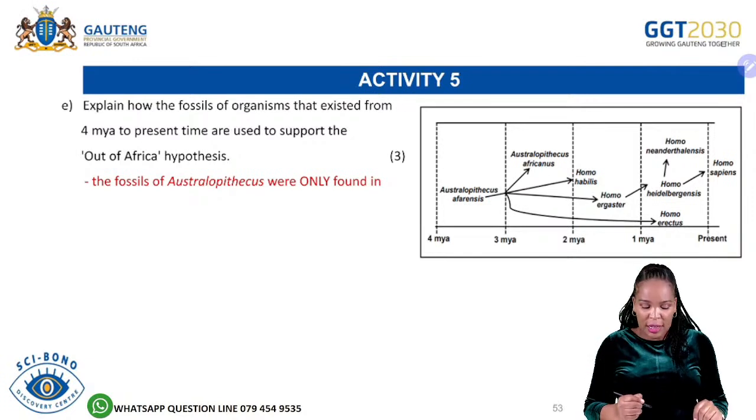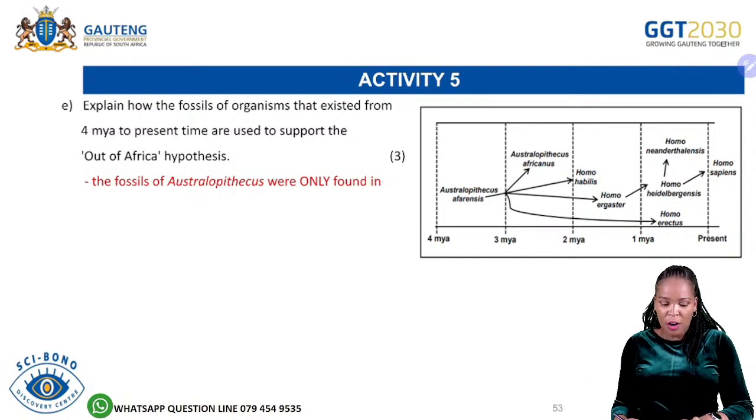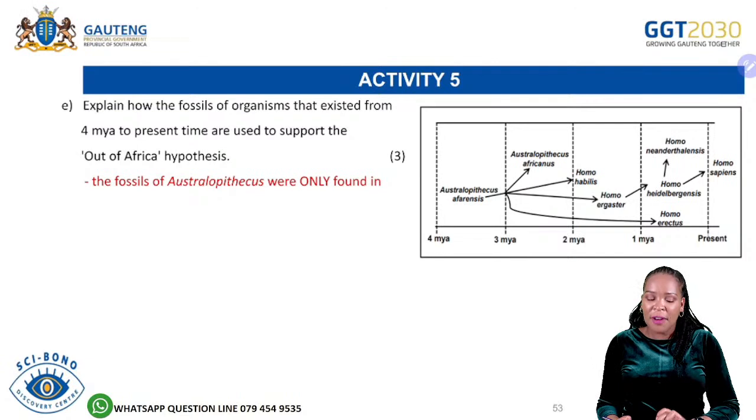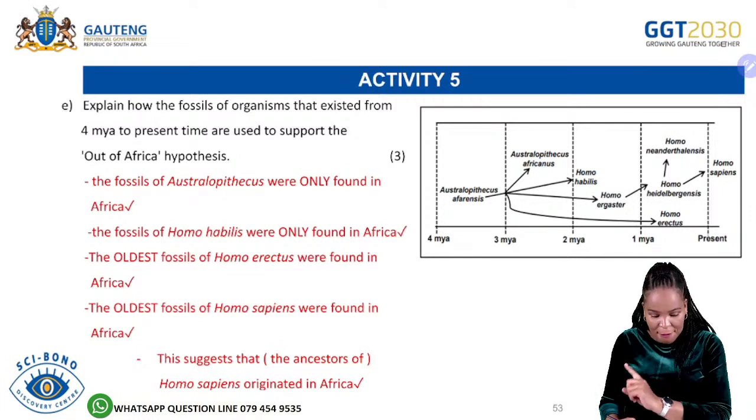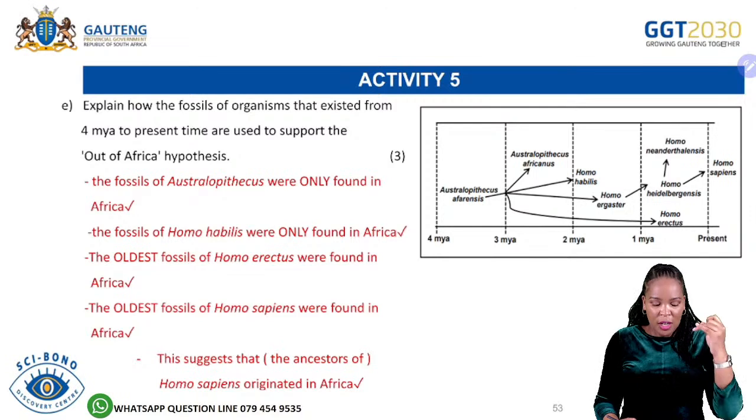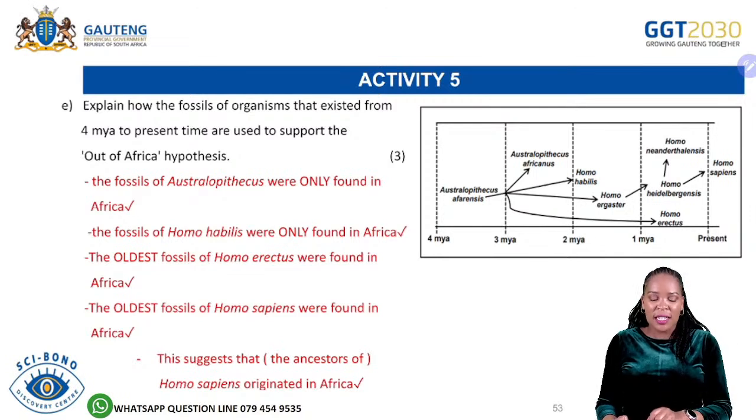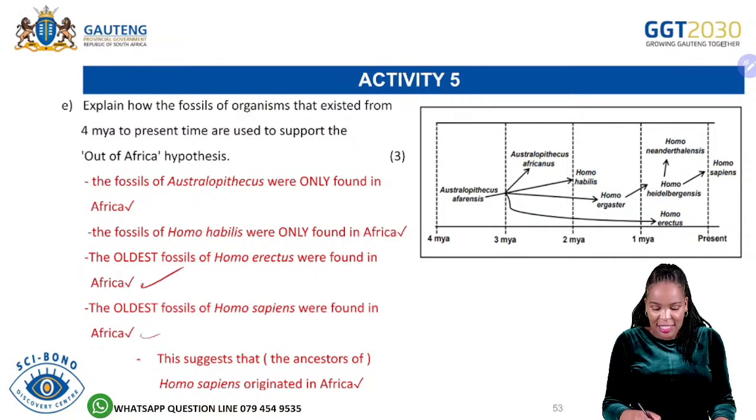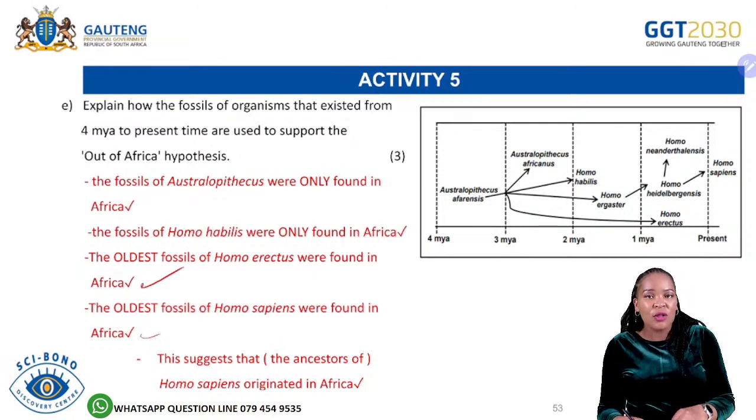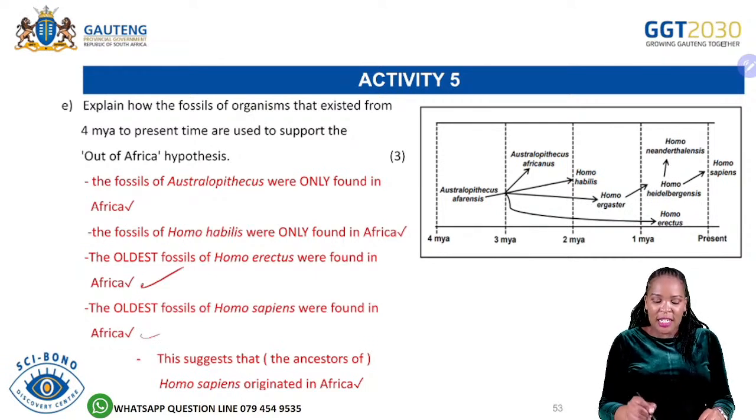Make sure that you collect that 4 marks. Now, the fossil of Australopithecus were only found in Africa. And remember, we said nowhere else. The fossils of Homo habilis were only found in Africa. Then, the oldest fossil of Homo erectus were found in Africa. Then, the oldest fossil of Homo sapiens were found in Africa. Now, this suggests that the ancestors of the Homo sapiens originated in Africa.